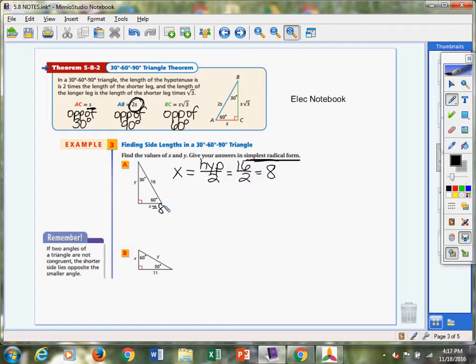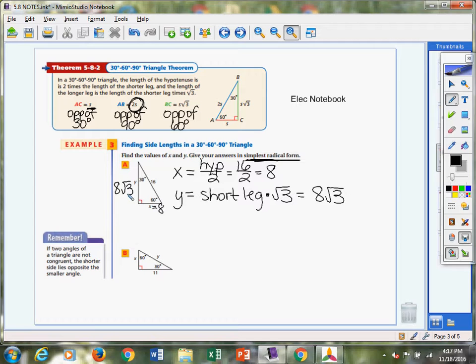Cool. Now y, that's your 60-degree side. That's the side opposite of your 60 degrees. And if you know your short side, and we do, so you're going to take your short leg and you're going to multiply it times the square root of 3. So that's going to be, hey, we already figured it out. That's 8 times the square root of 3. And those are your 2 sides. Okay? So I like those. I love how those work out. Let's look at B. B's a little trickier.